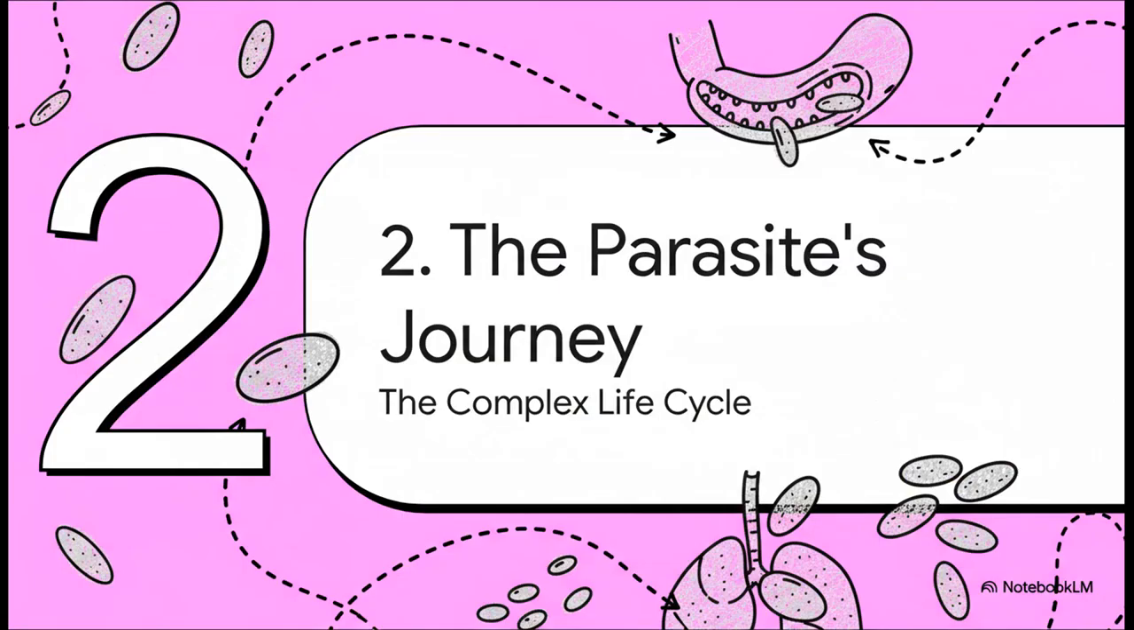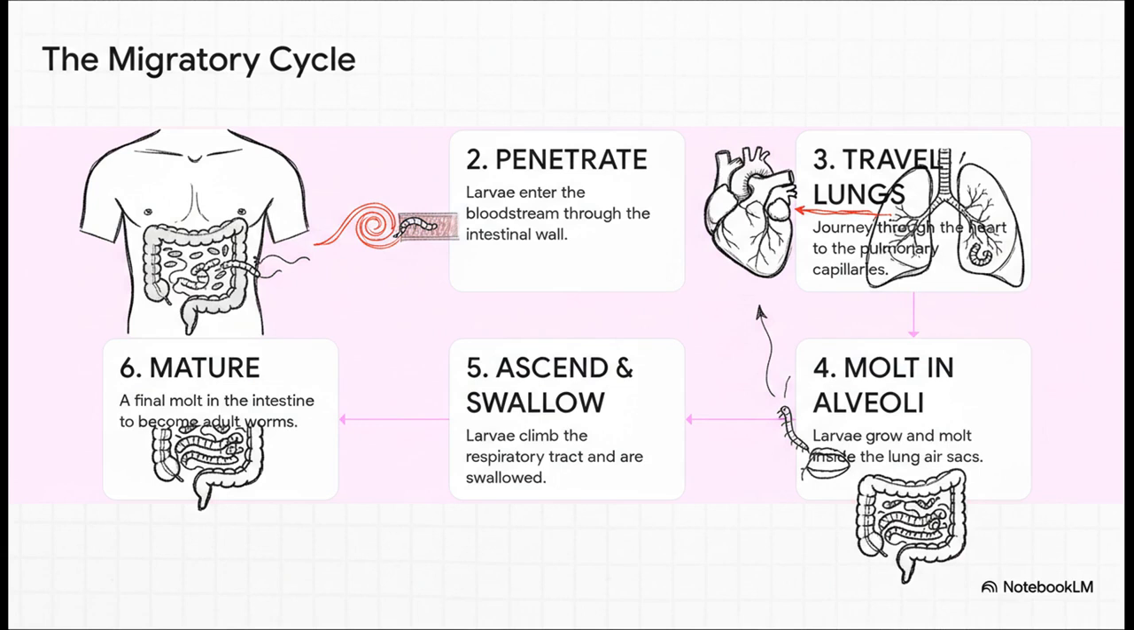Okay, so we know what the eggs look like, but how do they actually cause an infection? In this next part, we're going to trace the unbelievable, complex journey this parasite takes all the way through the human body. So, how does this all begin? It starts when someone swallows embryonated eggs. Once they hit the small intestine, they hatch.